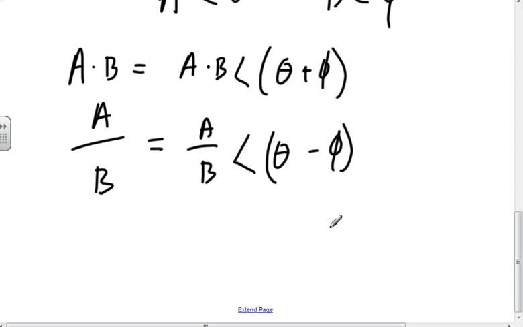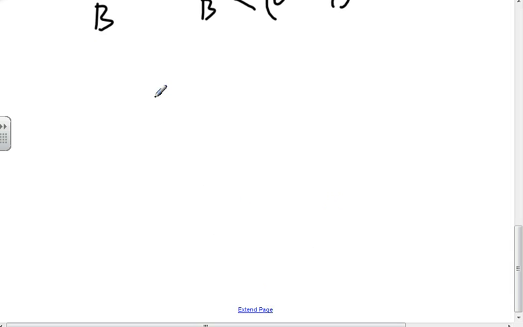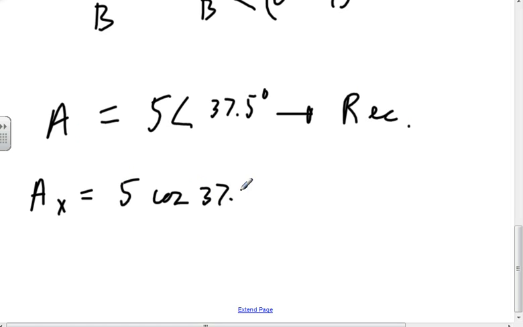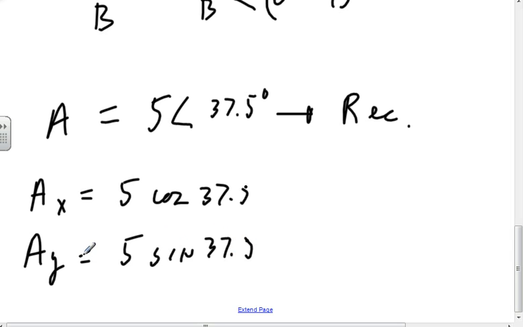Now, if I have something, 5 volts angle 37.5, and I want to change that to rectangular form, we'll let that be A. The x component of A would be 5 cosine 37.5, and the y component of A is 5 sine 37.5. I could do that.